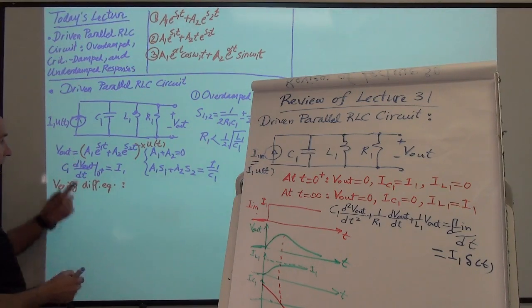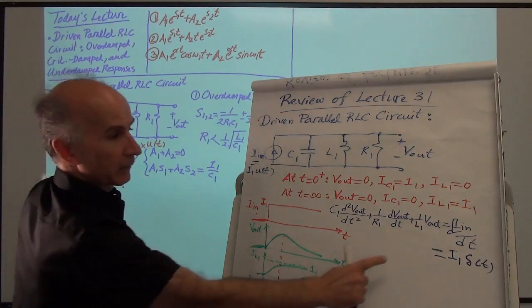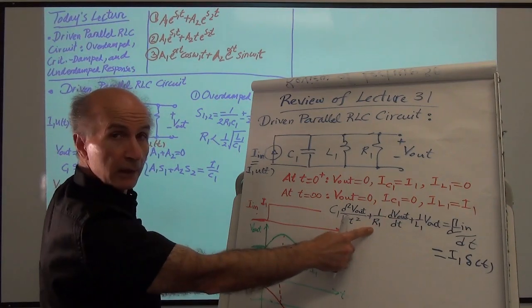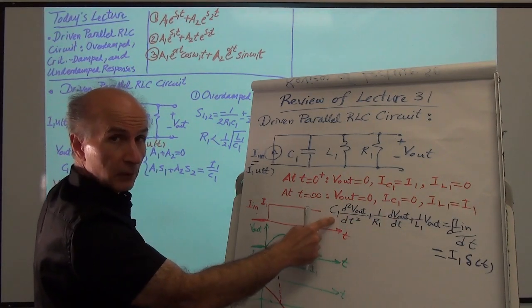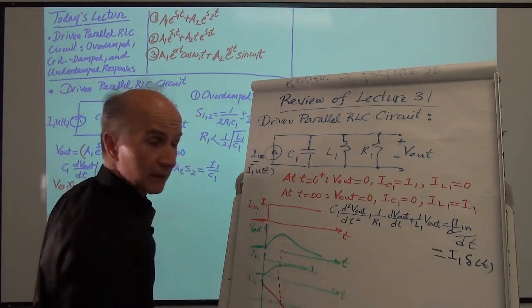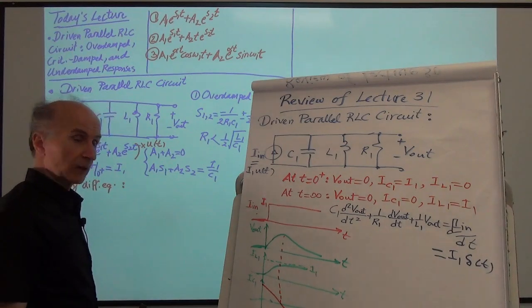And what that means is that we have to take V out and divide by L1. And then we have to take the derivative, divide by R1. Then we have to take the second derivative, multiply by C1. And these all have to add up to I1 delta of t. So let's see how that goes.